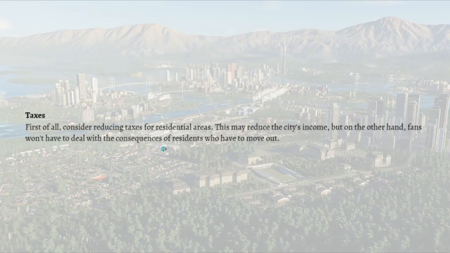So the first one is about taxes. Consider reducing taxes for residential areas. This may reduce the city's income, but on the other hand, fans won't have to deal with the consequences of residents who have to move out.